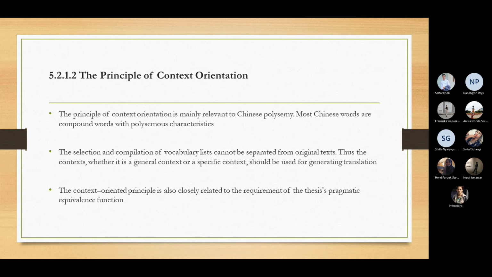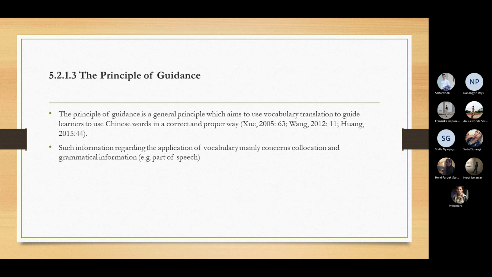The second principle is the principle of context orientation. The principle of context orientation is really relevant to Chinese polysemy. Most Chinese words are compound words with polysemous characteristics, so this principle is added. And the third was the principle of guidance. This is a general principle like the first principle, but it aims to use the vocabulary translation to guide the learners to use Chinese words in a proper and authentic manner.